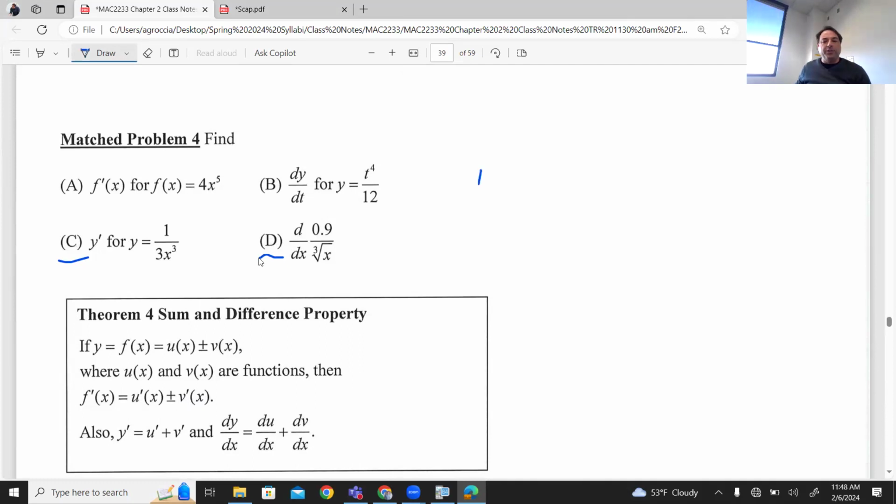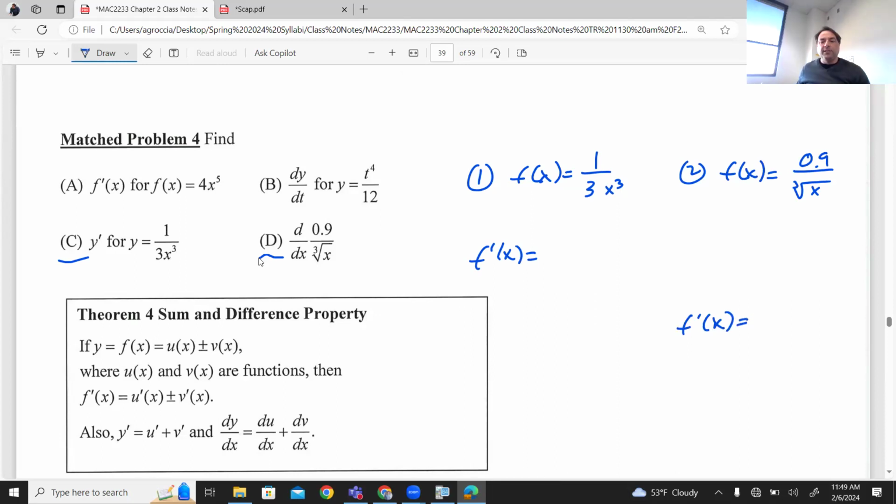So the first one I want you to try, what if you had, I'm just going to rewrite it with an x, 1/3 x to the 3rd, find the derivative. What if you had 0.9 over cube root of x? So I'm trying to just pick the weirder ones just for you to practice. Give those 2 a try.